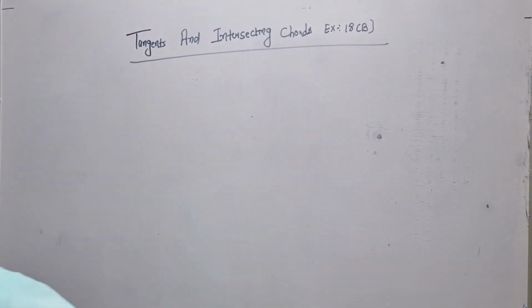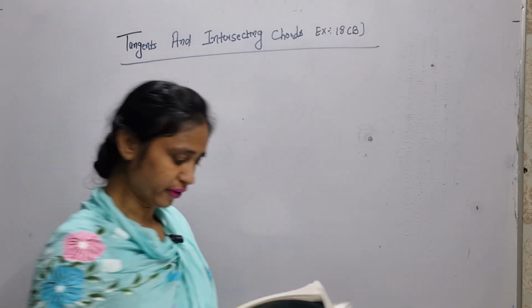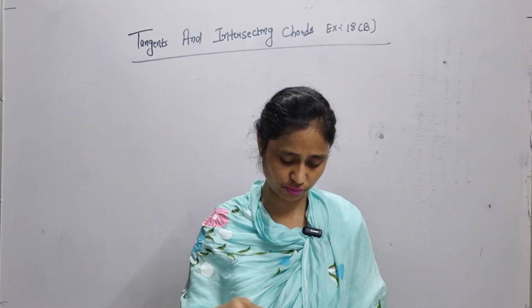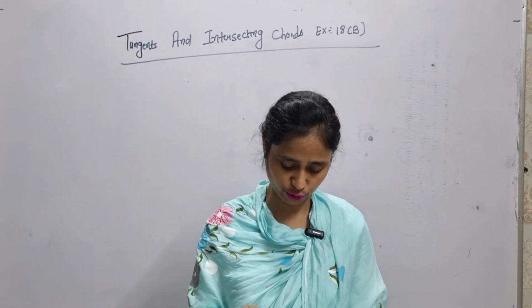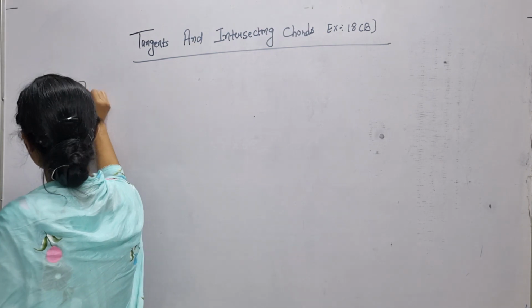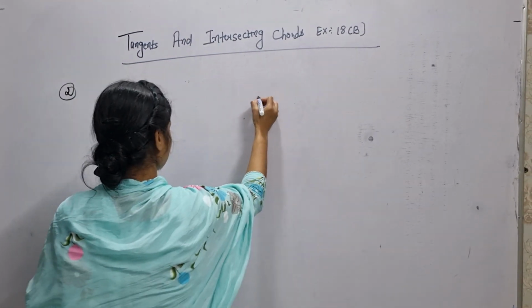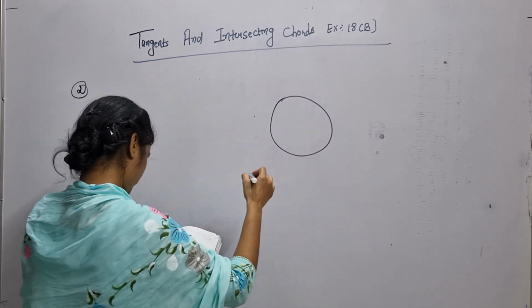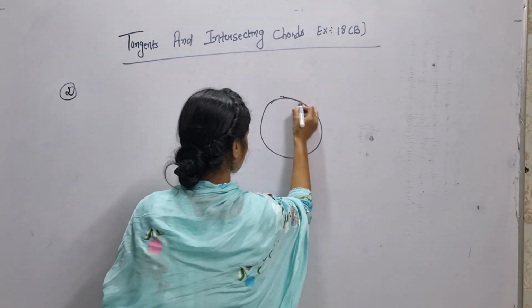Okay, from the book of Selena. First sum consists of 3 parts. All those 3 parts I have solved in my previous video. Here I am going to discuss the second sum now. In the second sum, the figure given is a circle. Okay, so this is a tangent to the circle.